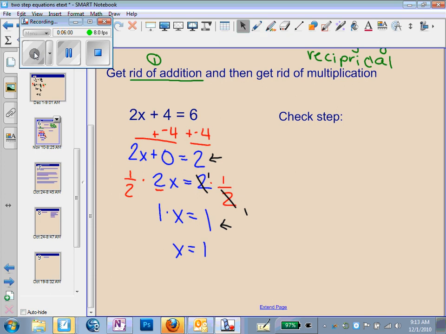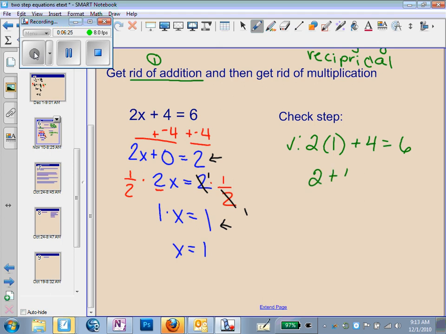Now we're going to do our check step. So for our check step, we're going to substitute 1 back into the original equation. You always want to get back to the original equation in case you make some mistakes when you were rewriting the problem. So I'm going to put 1 in the place of x and just rewrite the equation. So instead of 2x plus 4, I have 2 times 1 plus 4 equaling 6.